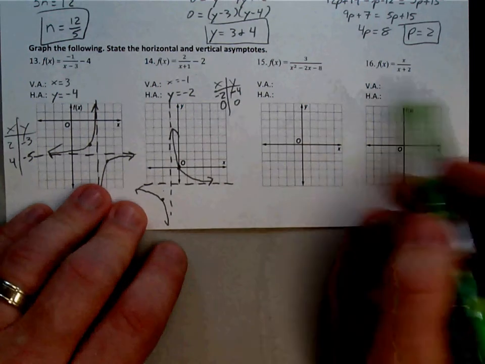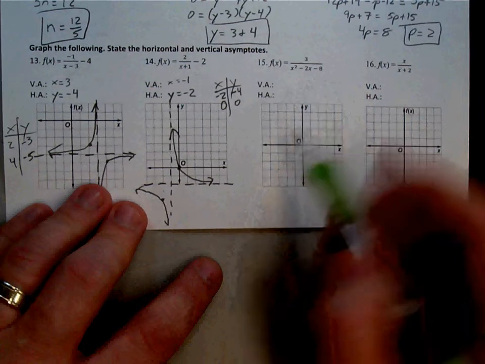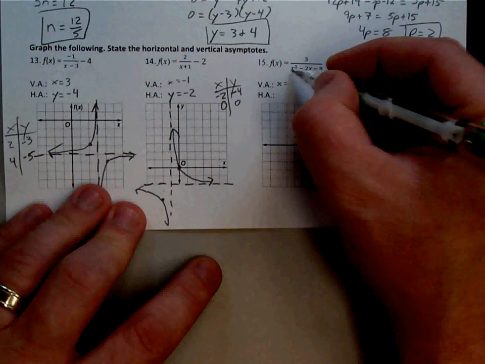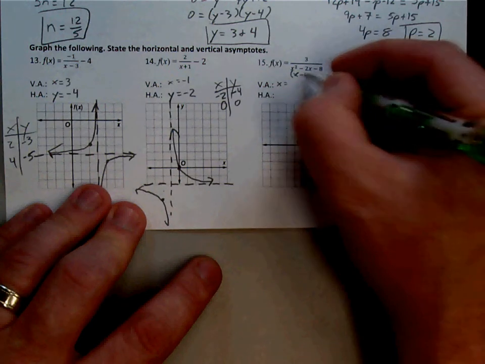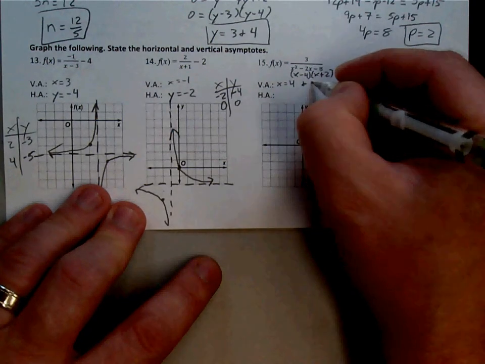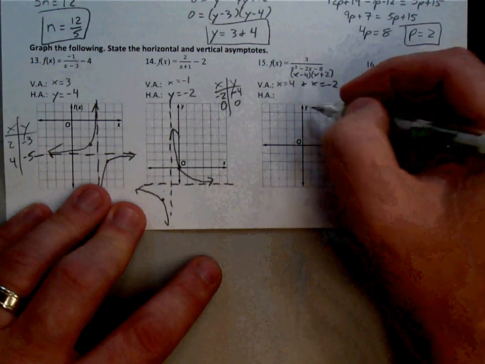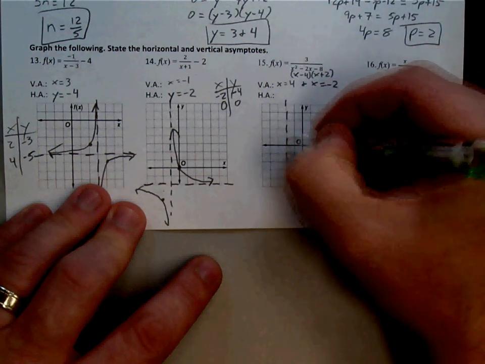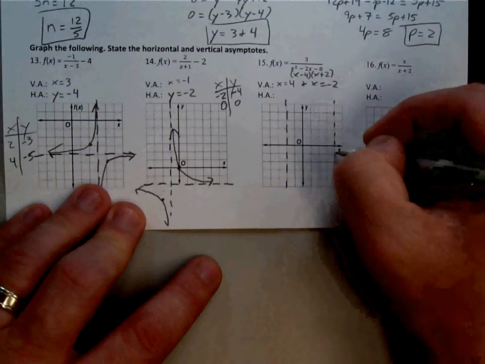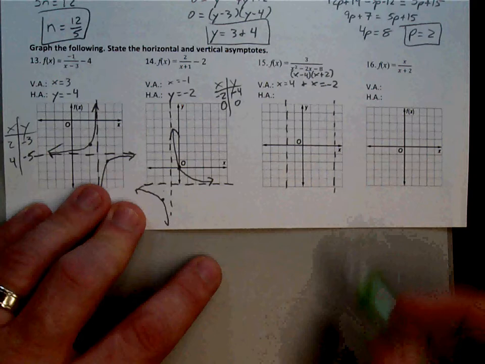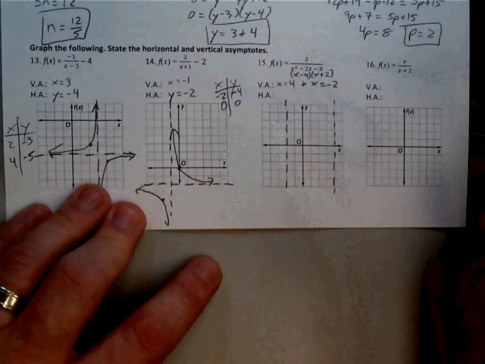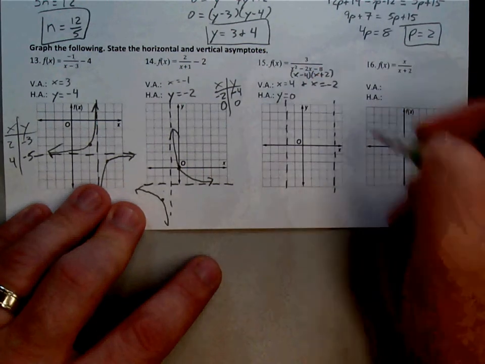Number 15. Now for 15 and 16, we move into the next section, 8.4. Still look at the denominator when you're finding your vertical asymptotes. That denominator on 15 needs to be factored: x minus 4, x plus 2. So I'm going to have zeros at 4 and at negative 2, so those are both going to be vertical asymptotes. Since the degree of the numerator is less than the degree of the denominator, your horizontal asymptote is 0.